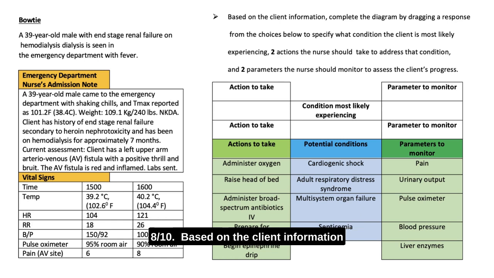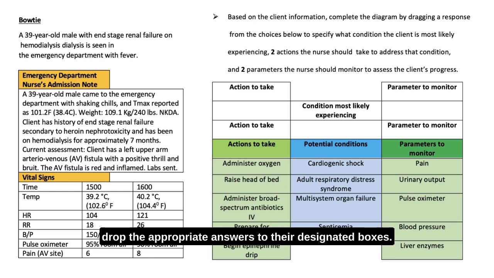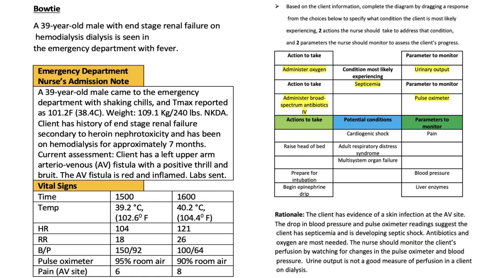Based on the client information, complete the diagram by choosing a response from the choices below to specify what condition the client is most likely experiencing, 2 actions the nurse should take to address that condition, and 2 parameters the nurse should monitor to assess the client's progress. During the NCLEX exam, you will be asked to drag and drop the appropriate answers to their designated boxes. You may pause the video here.